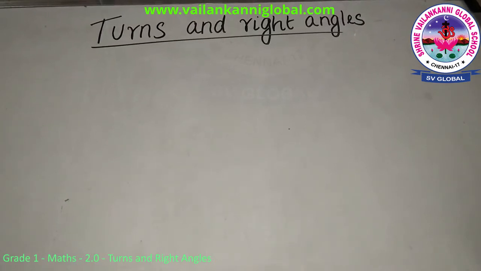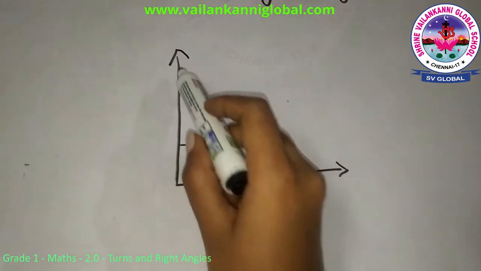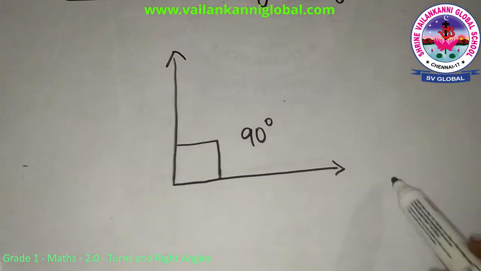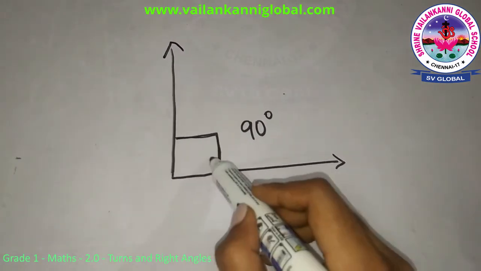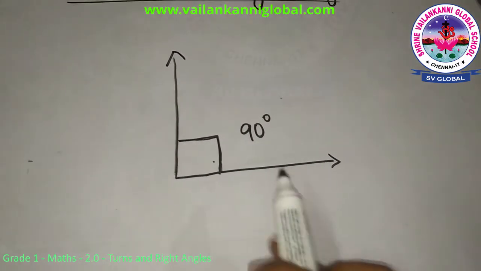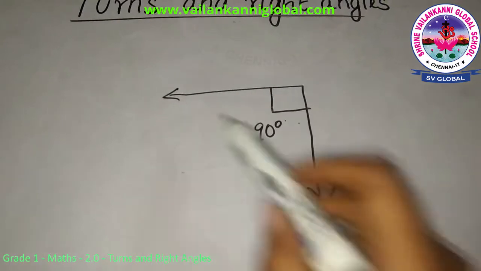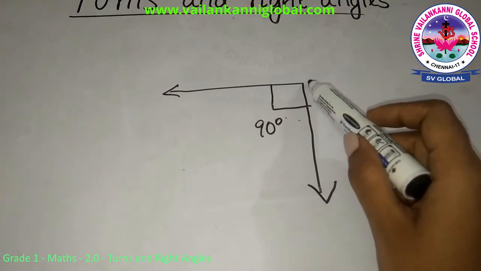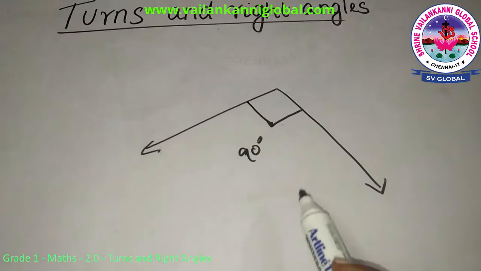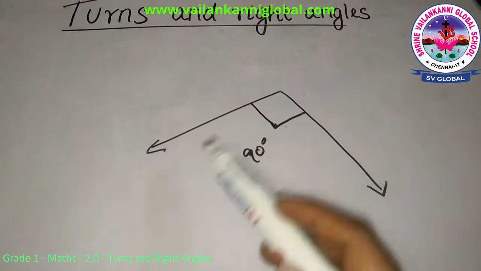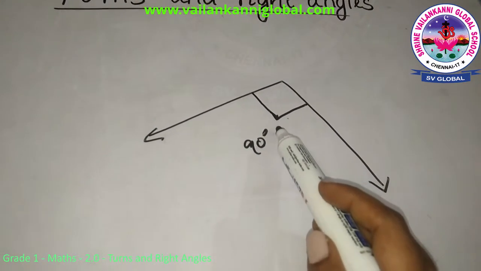a right angle. A right angle will usually be represented like this with a vertical line and a horizontal line, and you'll be able to draw a square between these two and you can mark it as 90 degrees. Not only this, this is also one way of representing a right angle. Here also there is a horizontal line and a vertical line. So in this case, if you can see, it's not looking like a vertical or a horizontal line, it's a slanting line. But then it is a right angle.